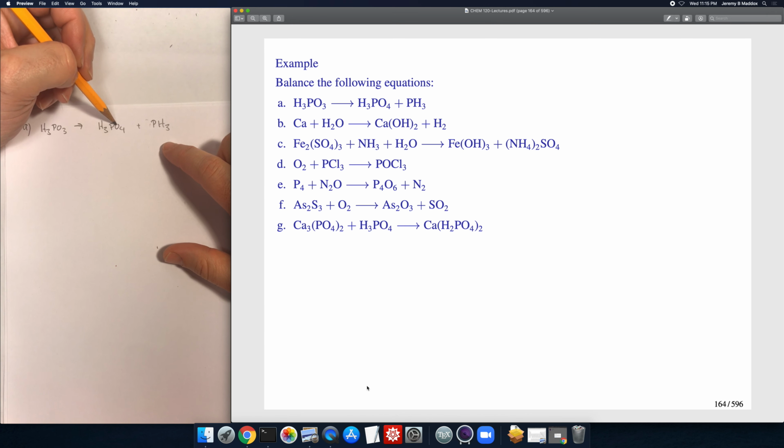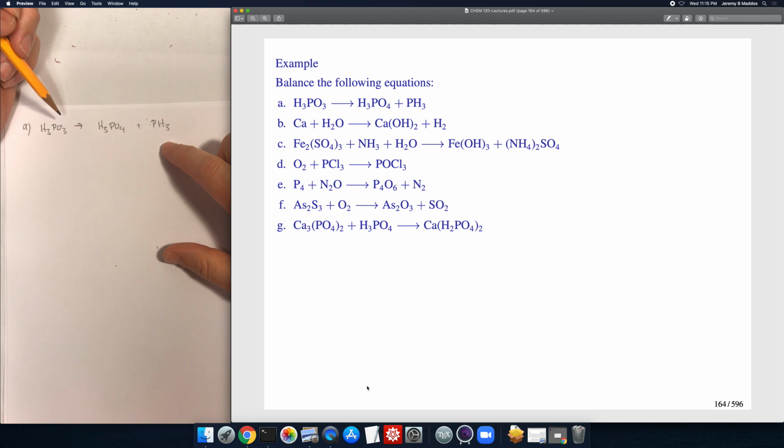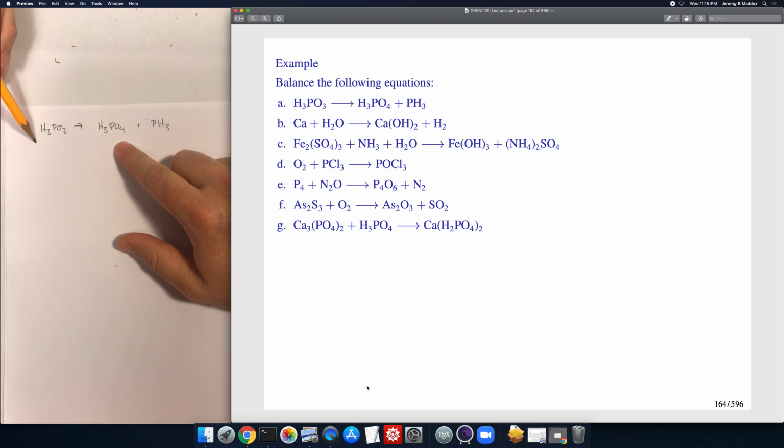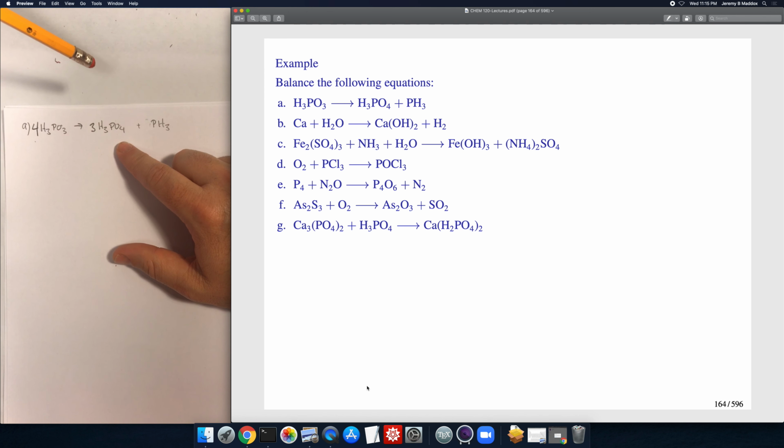Since oxygen appears in only one species on the products and one species on the reactants, let's start with the oxygen. Here you've got 4 oxygens in the products and 3 oxygens in the reactants. The way you balance this is by taking that 4 and putting it in front of the phosphorous acid and put the 3 in front of the phosphoric acid. So you'll do a 4 and a 3 there. And now that you've made that change, you want to check. You know that you've balanced the oxygens. You're going to have 12 on each side.